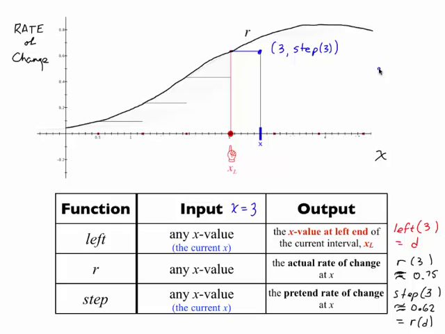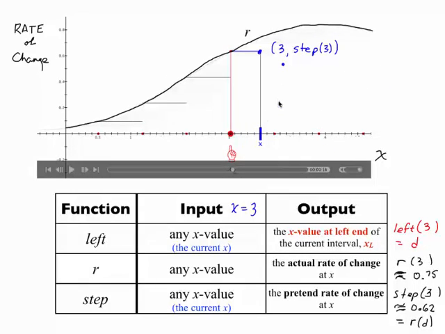So it's not an actual value, it's just the pretend rate. Well, it's the actual output value of step, but step is pretending to be R. But what did we say step of 3 was? R of D, right?